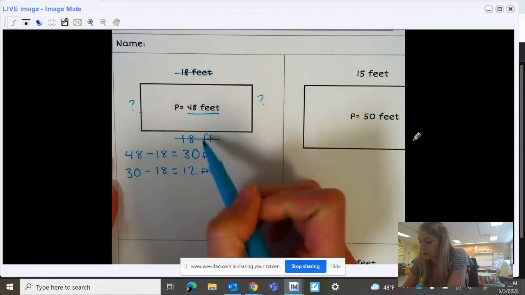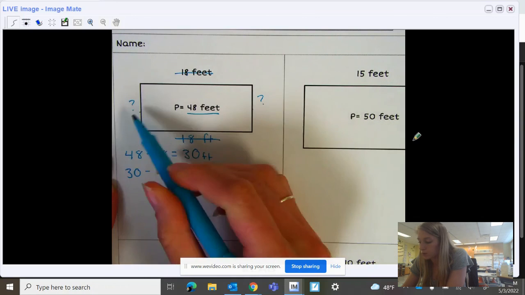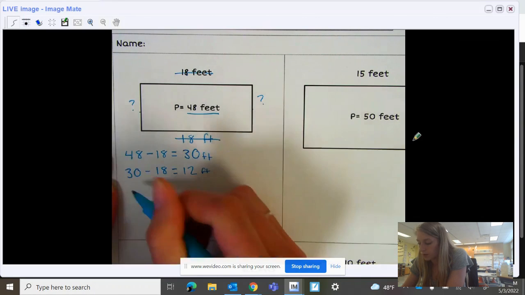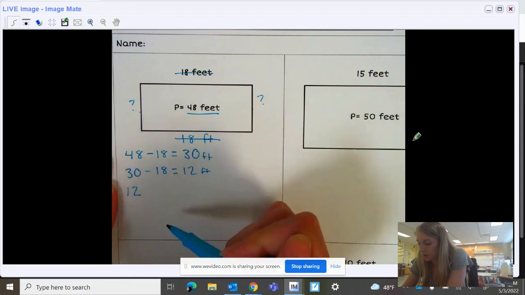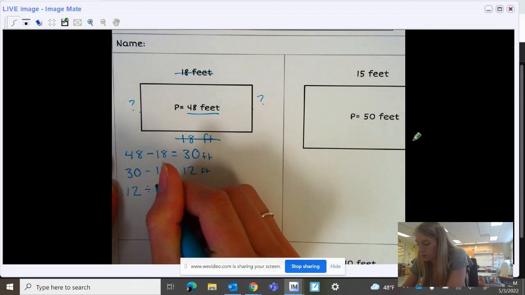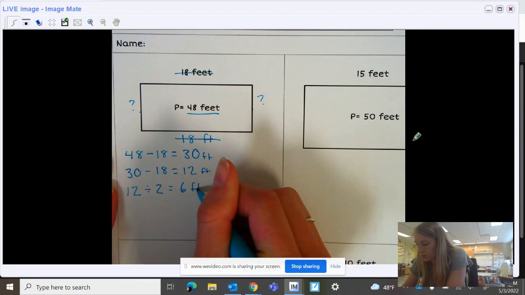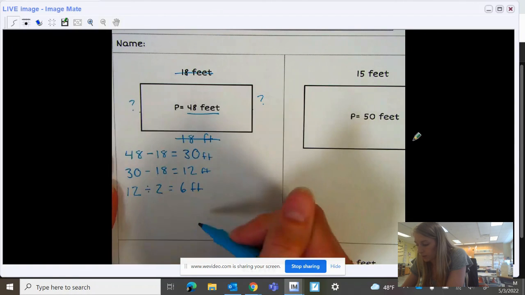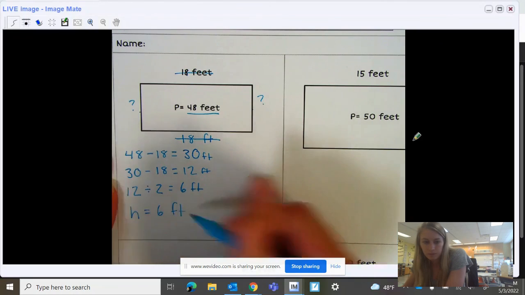Notice I crossed off the pieces I do know. Now I need to think, how can I make sure that each one of these has an equal amount? Well, 12, if I need to split it into 2 pieces, I would divide by 2, and that would give me 6 feet. So that means my missing length, my height, equals 6 feet.